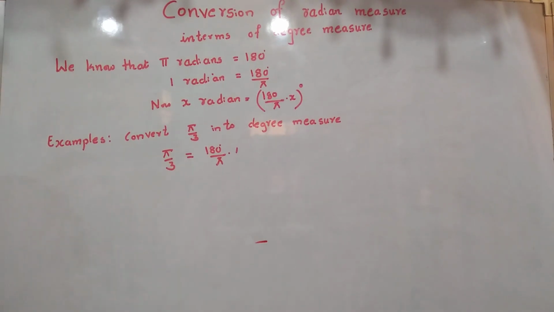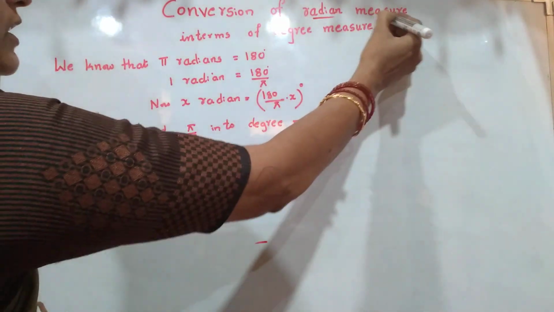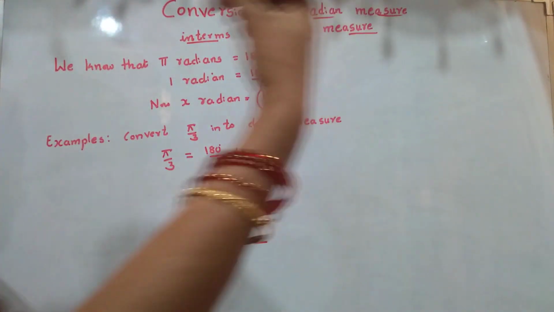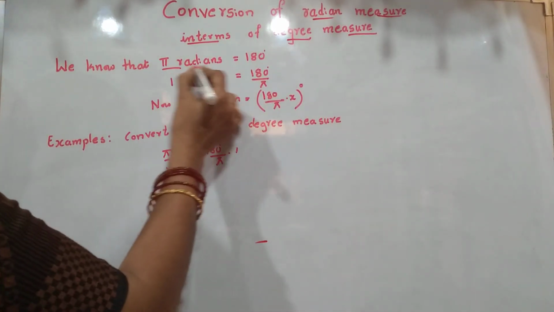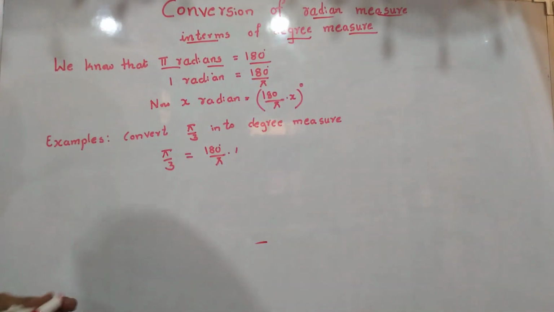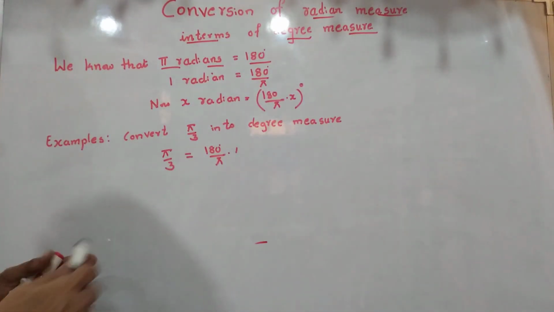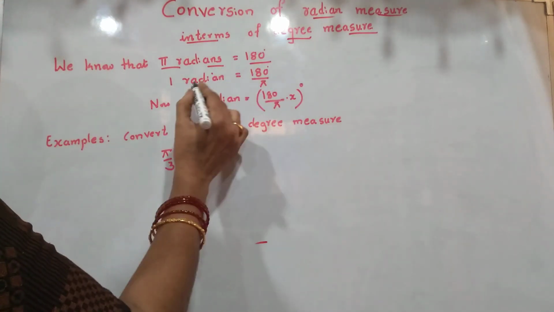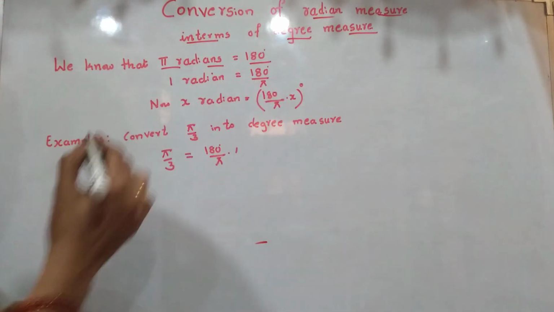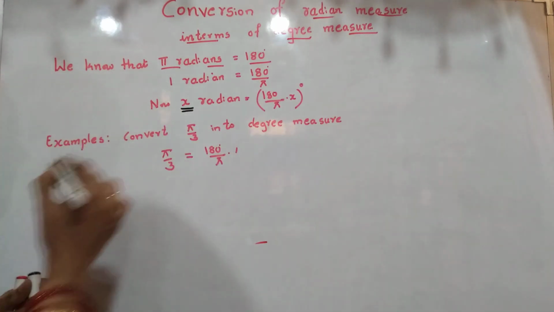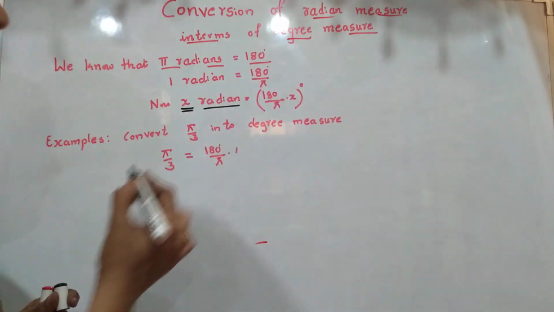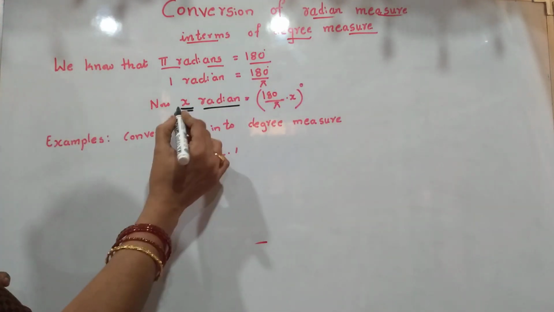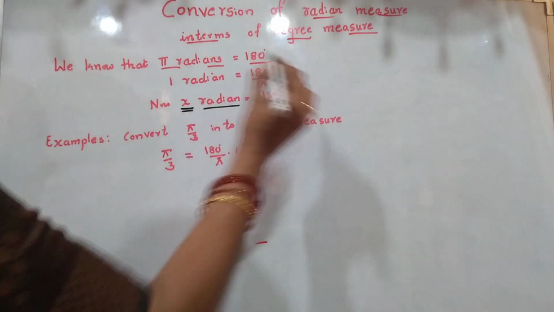Hello students, in this video we shall see examples of how to convert radian measure in terms of degree measure and also degree measure in terms of radian measure. We know that pi radians is 180 degrees. Then 1 radian is 180 degrees upon pi, where the value of pi is 22/7. Suppose I want x radians, then x radian is equal to 180 upon pi into x, and the answer will be in terms of degrees.